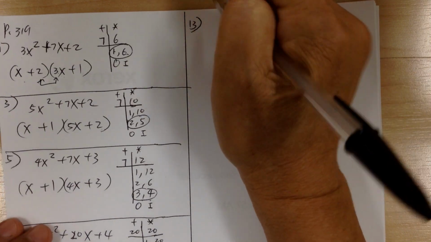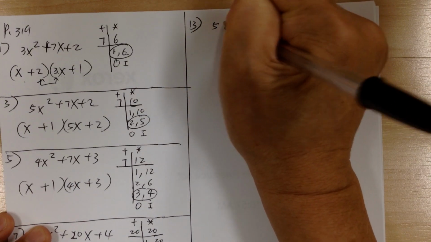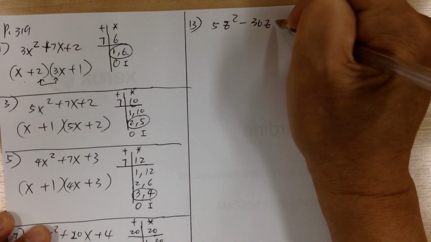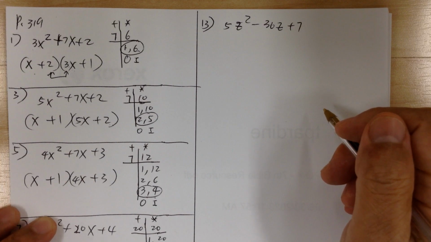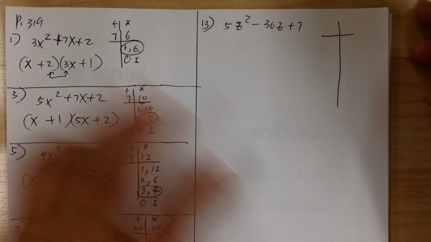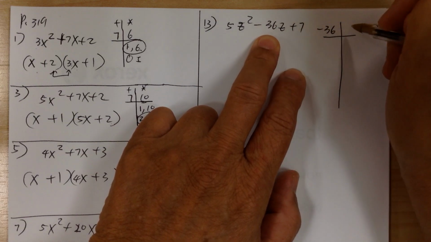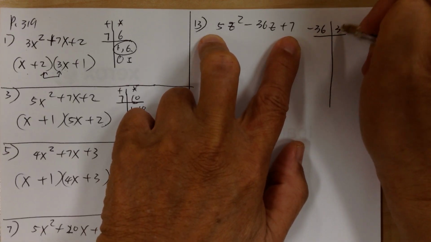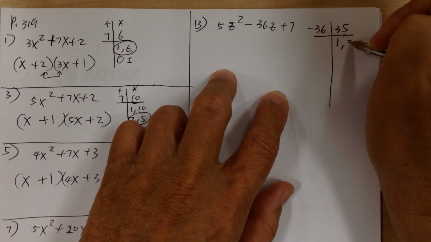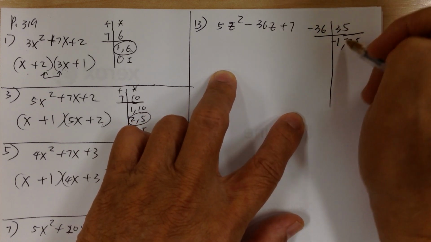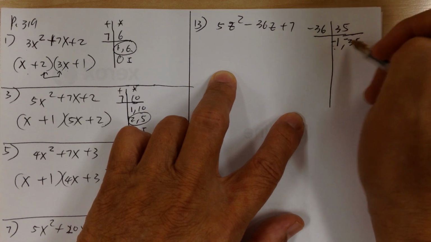Okay, 13. You have 5z squared minus 36z plus 7. So you can get your master product ready. So you're going to get negative 36, and this would be 35. So it'd be 1 comma negative 35. Again, to get negative, you have to use negative. Okay, and that's it, right? So this multiplies to get that, adds to get that.